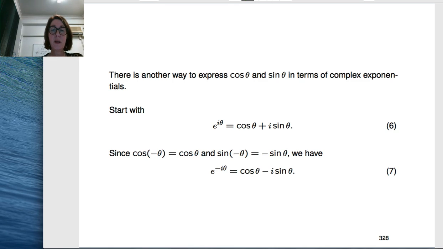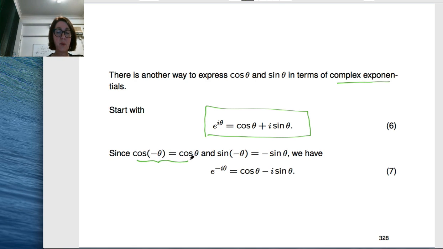So when we're thinking about expressing cos theta and sine theta in terms of the complex exponential, we can do that in another way. So we're going to have a look at that now. Again, we're starting off with this basic definition of the complex exponential, and we're going to use these two properties, and I think we talked about them earlier in the course. Cos theta is an even function.